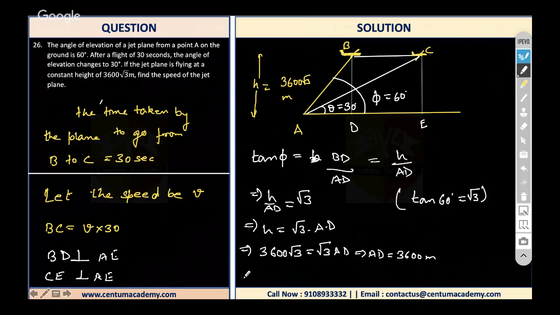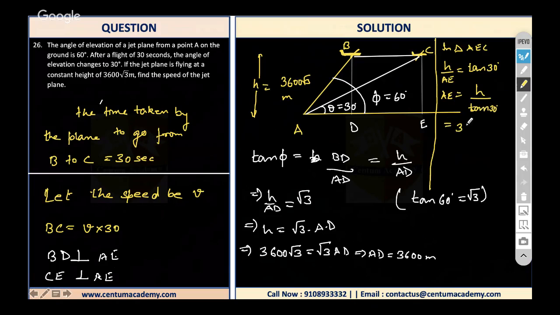Now, similarly here I will use the space here. What can I say? I can also say in triangle AEC, H upon AE, this is H, and AE is tan 30. So AE is equal to H upon tan 30.